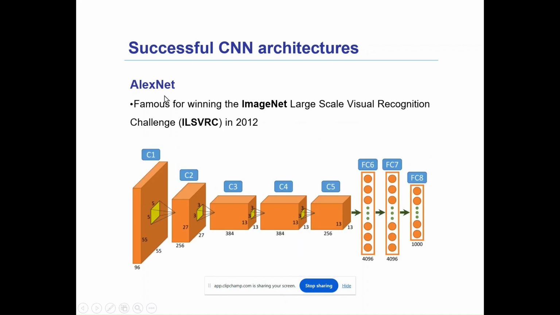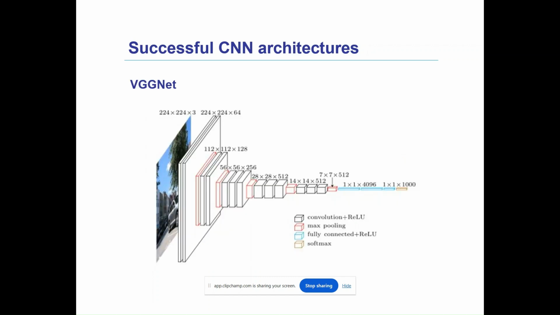We have another, AlexNet, which is famous for winning the ImageNet Large Scale Visual Recognition Challenge. We can call it ILSVRC, in 2012. So it has a first convolutional layer C1, then 2, 3, 4, 5. Then we have fully connected layers like this, 6, 7, 8. So this is again organized for better visual recognition.